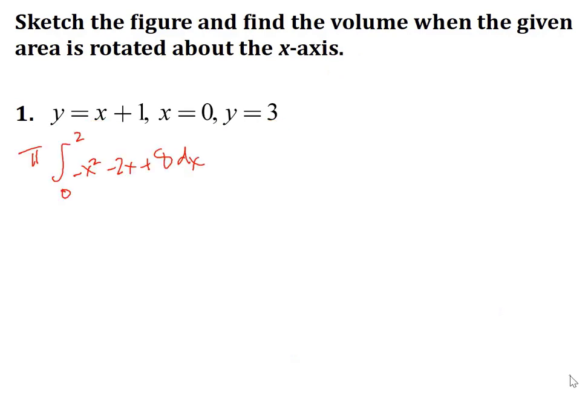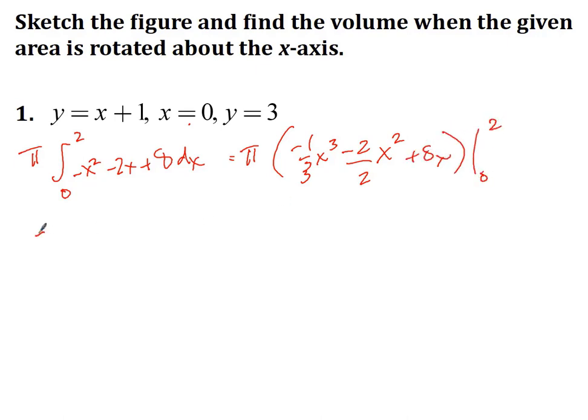Alrighty. So now what we're going to do is we're going to take the antiderivative. And so it's going to be pi times negative 1/3 x cubed minus x squared. New exponent goes to the denominator, coefficient goes to the top, plus 8x from 0 to 2, which simplifies out to be pi times negative 1/3 x cubed minus x squared plus 8x.